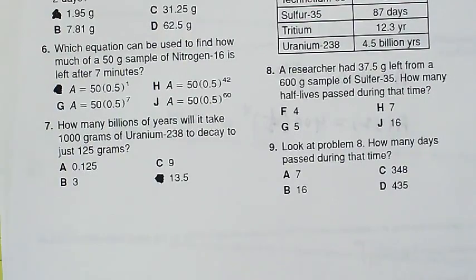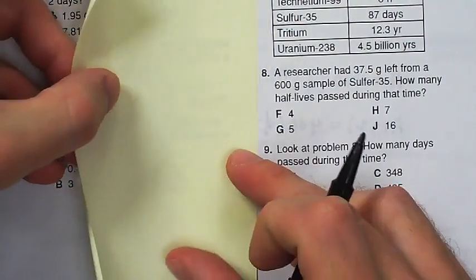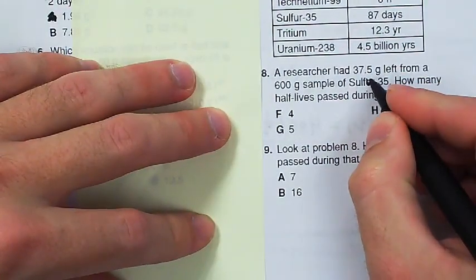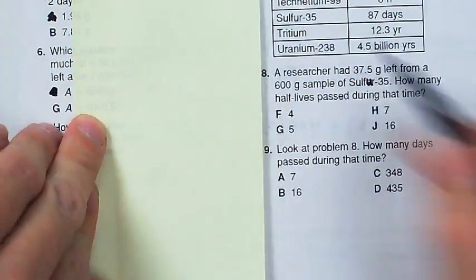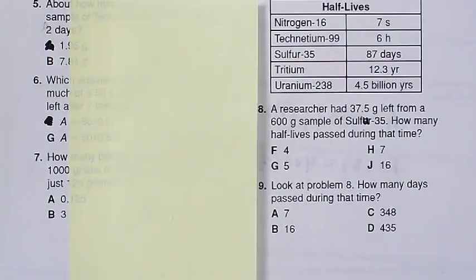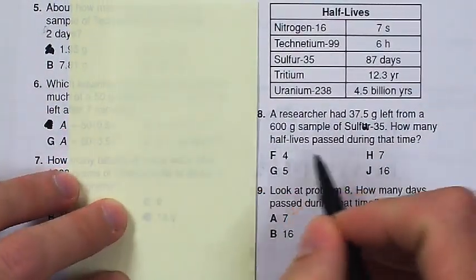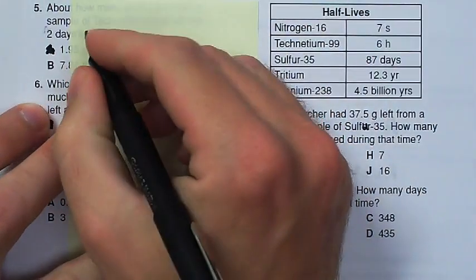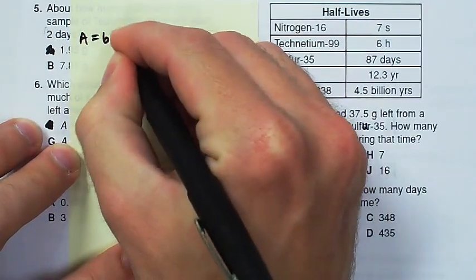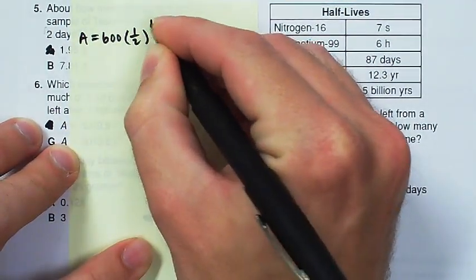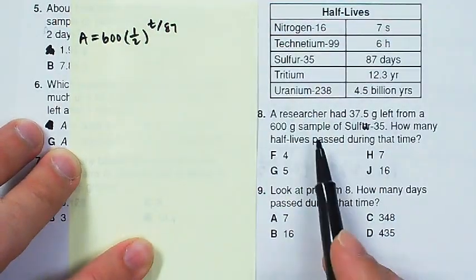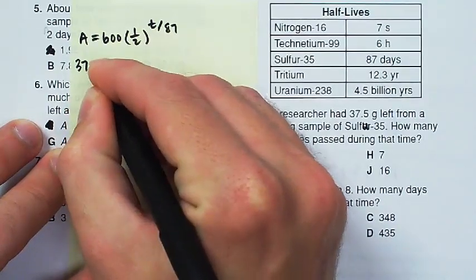A researcher had 37.5 grams left from a 600-gram sample of sulfur-35. That's a misspelling there, I think. Yeah. How many half-lives passed during that time? So I'm going to start by writing a formula to figure out how many half-lives passed. I don't really know what else to do, so the amount is going to be 600 grams sample times 1/2 to the t over, if it's sulfur-35, 87. And then we only have 37.5 grams left.